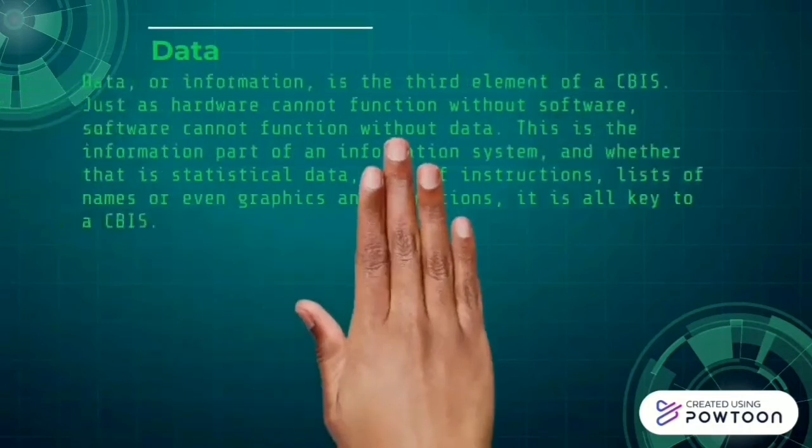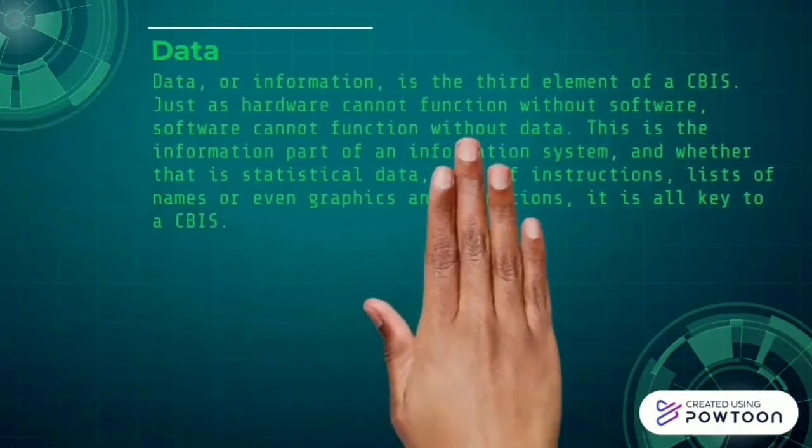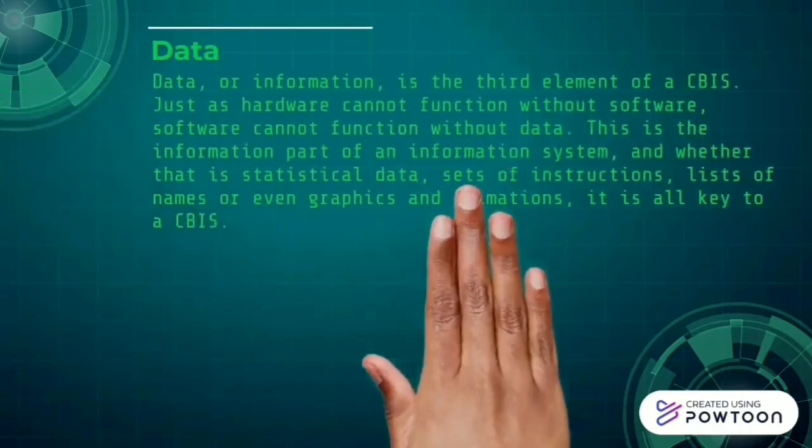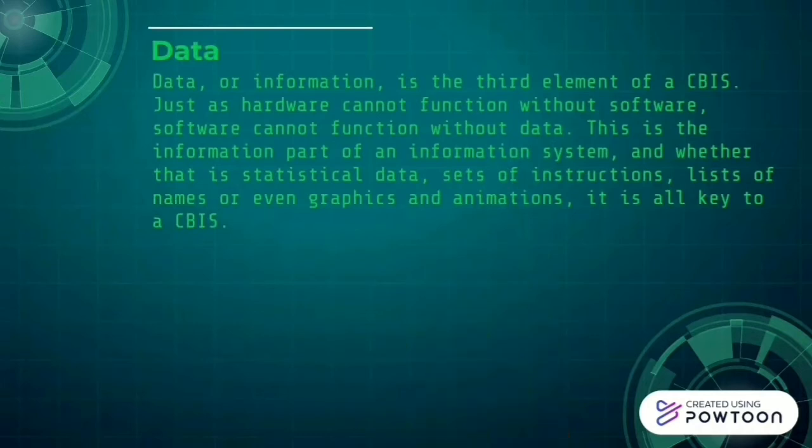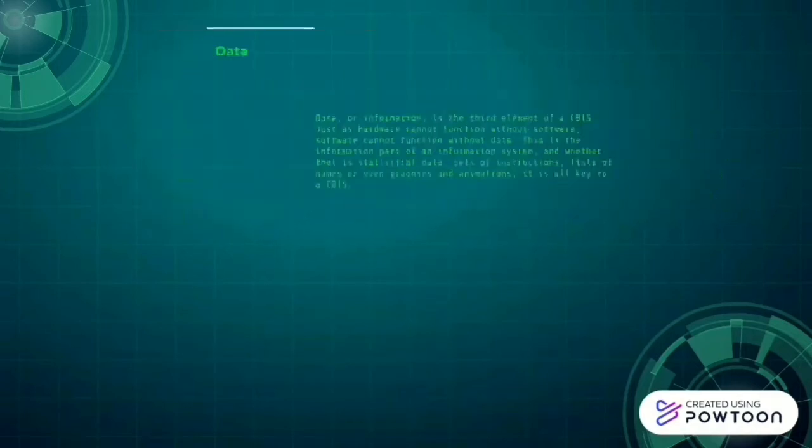Data. Data, or information, is the third element of a CBIS. Just as hardware cannot function without software, software cannot function without data. This is the information part of an information system, and whether this is statistical data, sets of instructions, lists of names, or even graphics and animations, it's all key to a CBIS.